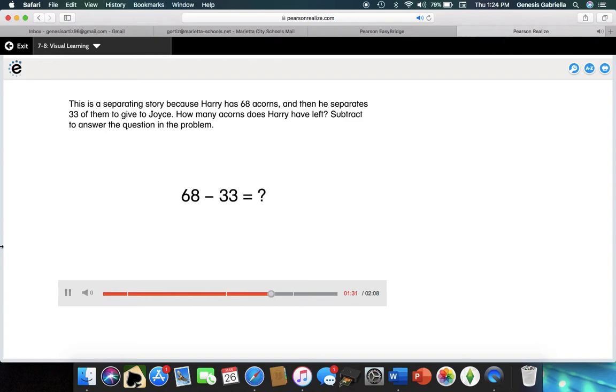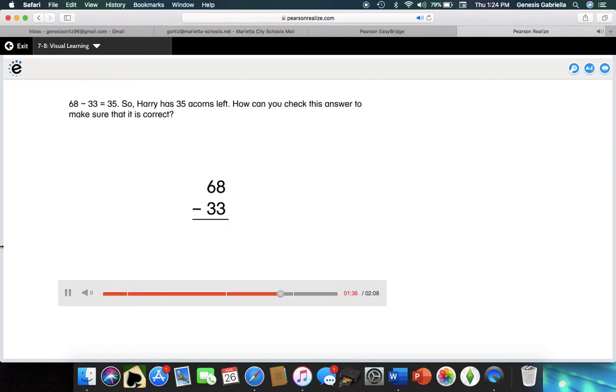Subtract to answer the question in the problem. 68 minus 33 equals 35. So Harry has 35 acorns left. How can you check? All right. So they ended up solving the word problem themselves and they got 35. What are some different ways we can check their work? Let's think about some things we did in class. What are some different strategies? Maybe they could draw a picture so they could do their base 10 blocks. What else could they do? Maybe they could do their tens and ones chart.